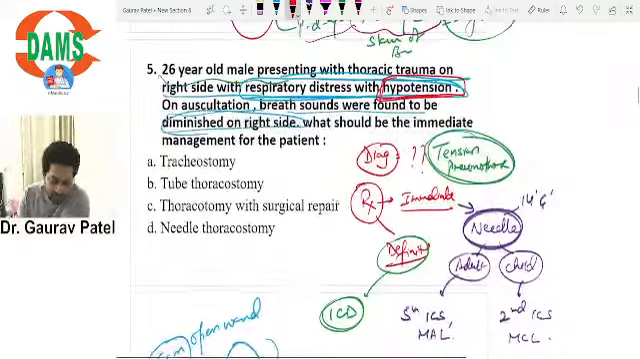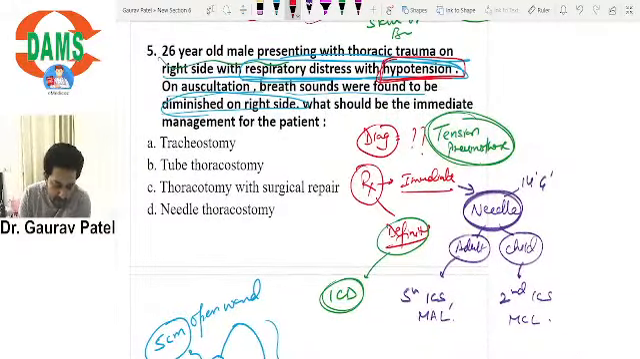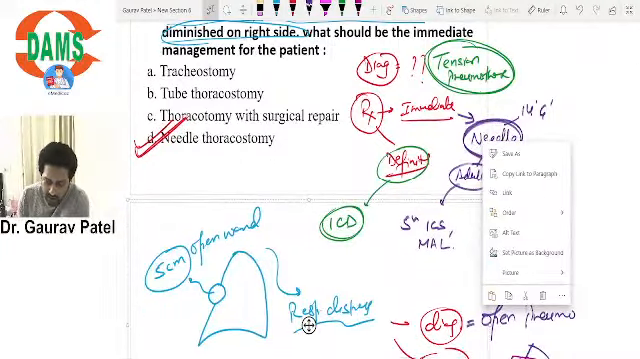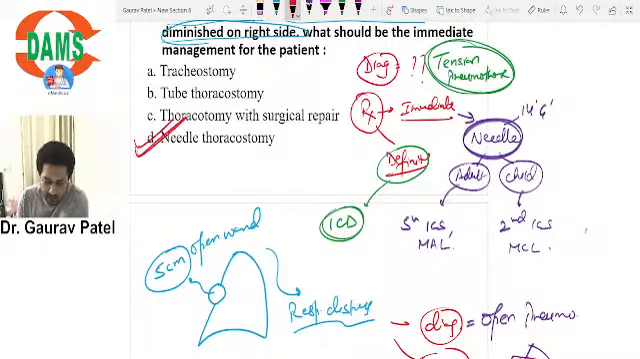So for this question, immediate management is a needle. Put a needle in, and because the patient is an adult, in the 5th intercostal space, mid-axillary line.